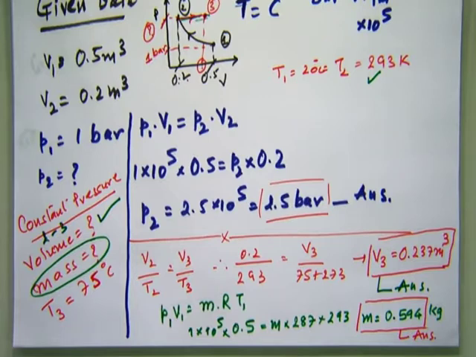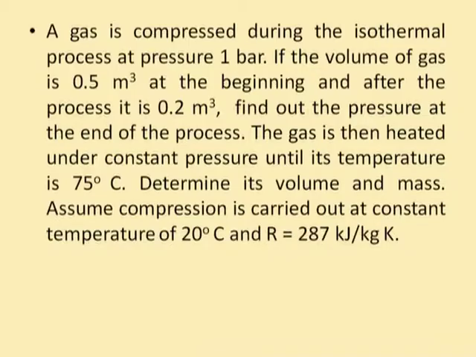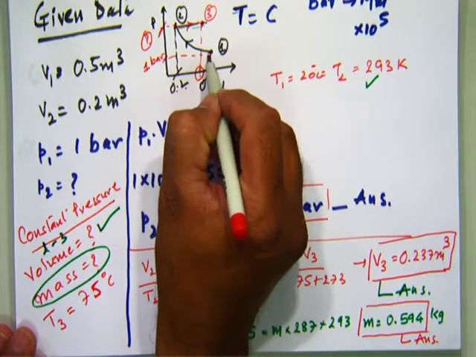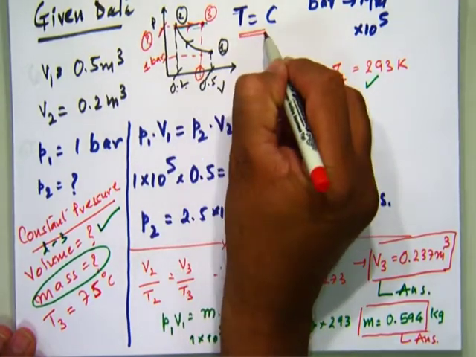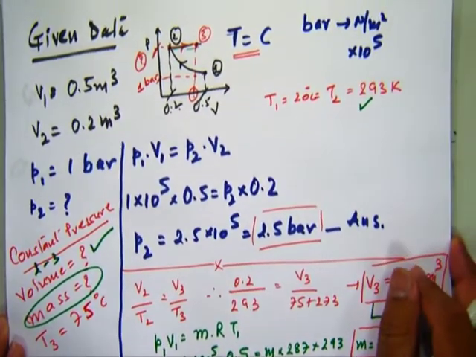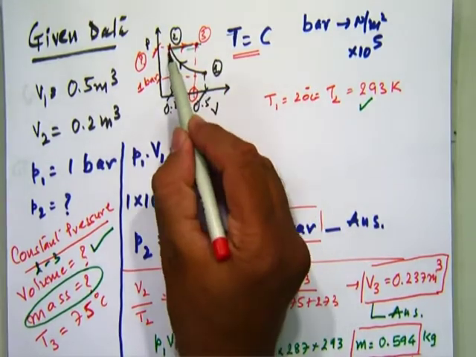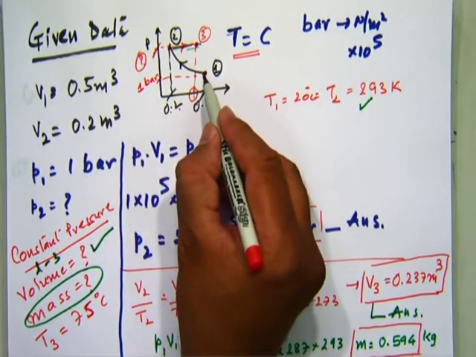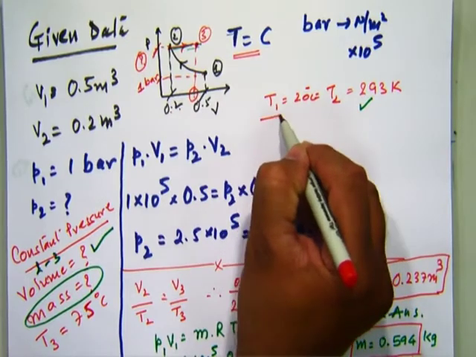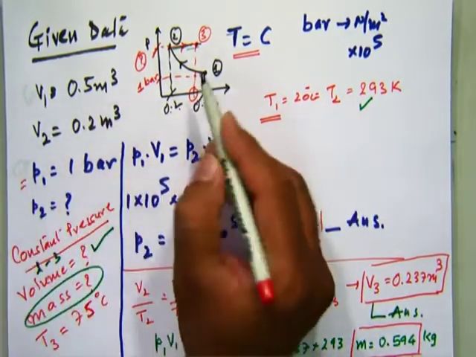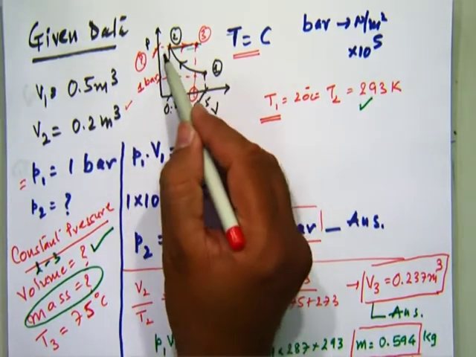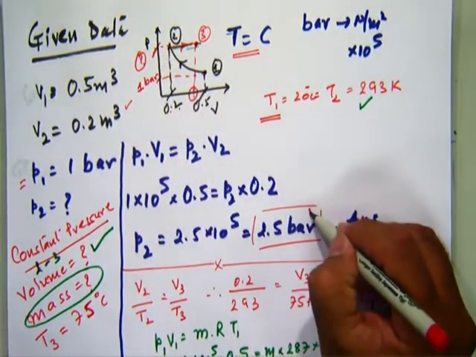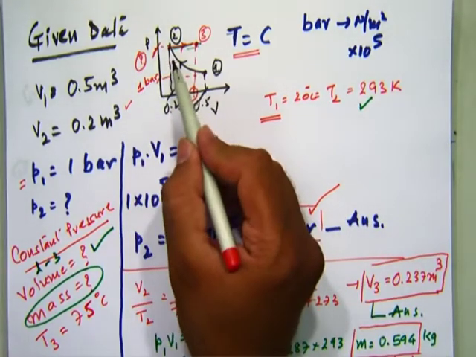So friends, let us once again see what is given in this data. The first part of the problem is a constant temperature process. T remains constant. The process starts from point 1 to 2. Volume, temperature and pressure are given at point 1. At point 2, the volume is given. It is a constant temperature process. We have to find out the pressure at point 2.